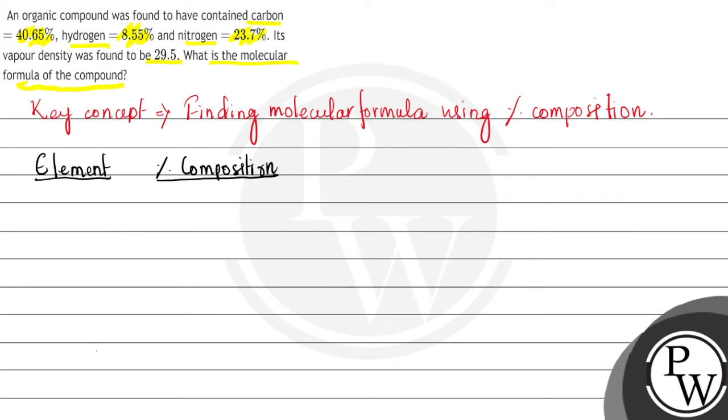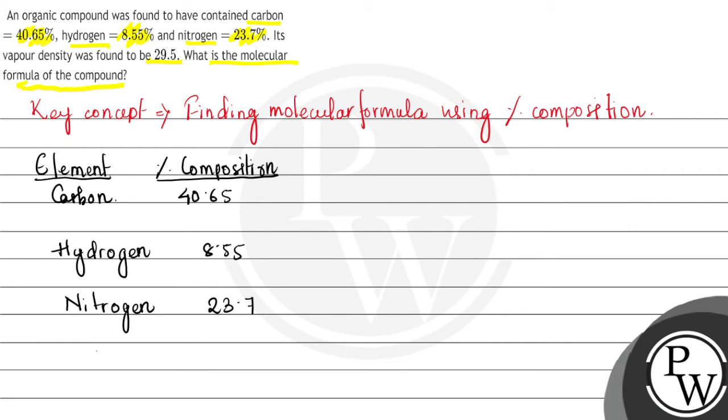So the element that is present is carbon and the percentage composition of the carbon is 40.65%. And the second element that is present is hydrogen and the percentage composition is 8.55%. And the third element is nitrogen and the percentage composition is 23.7%. If we add up these three percentage compositions, we will not get 100.